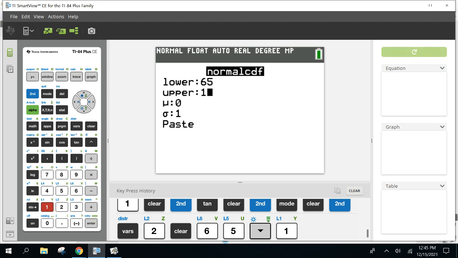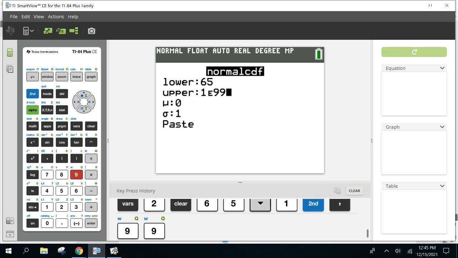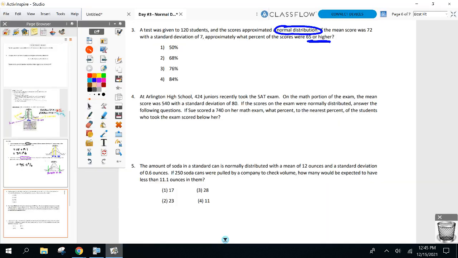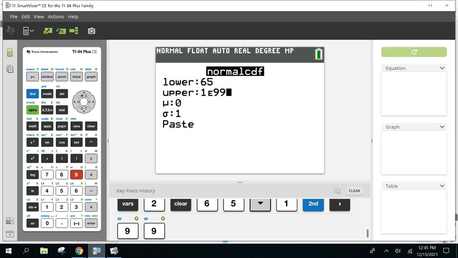And here it is. 1 above your comma button. You got those 2 E's? This is scientific notation we're plugging in now. Second comma, 99. So really, here's the number you're plugging in right now: 1 times 10 to the 99. 1 with 99 zeros. That's the highest number the calculator can handle. Okay? So there's my upper bound.